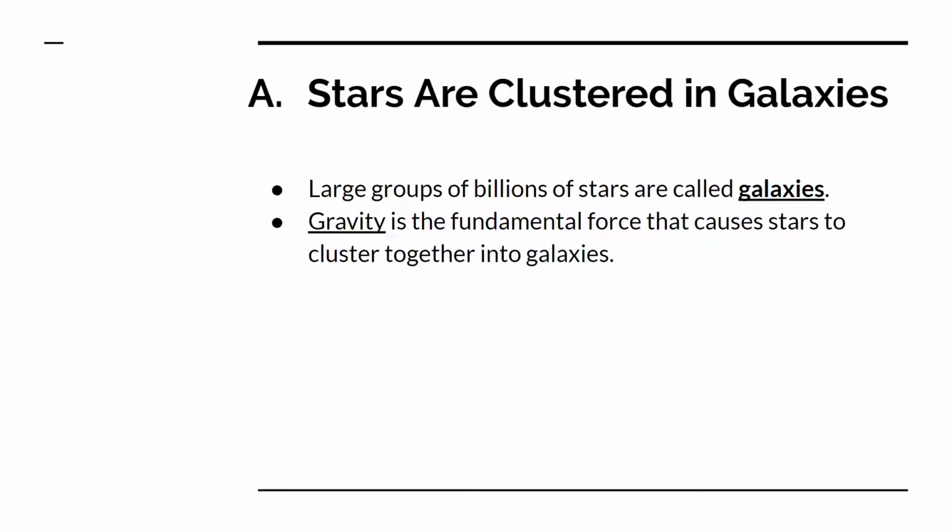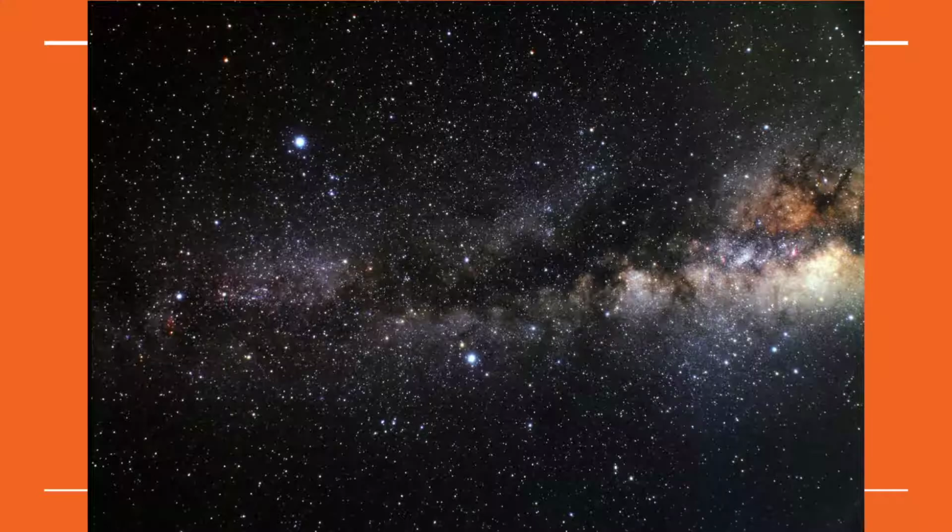And just like how the planets orbit the sun, gravity is the fundamental force that causes the stars to cluster together into galaxies. If you ever go camping or you live far away from the city, if you look up in the sky at night, you can sometimes see a band of stars that look a little thicker than the rest, or at least there's these hazy white spots. I'm not sure if you could see all of this, but you can definitely see parts like that.